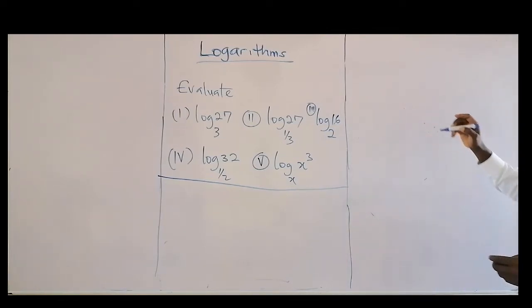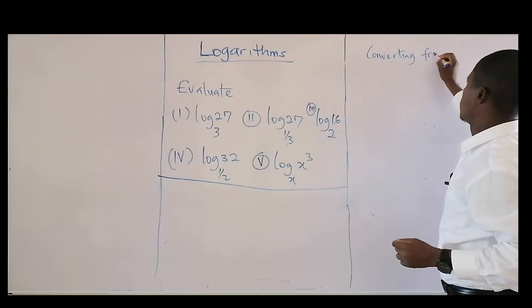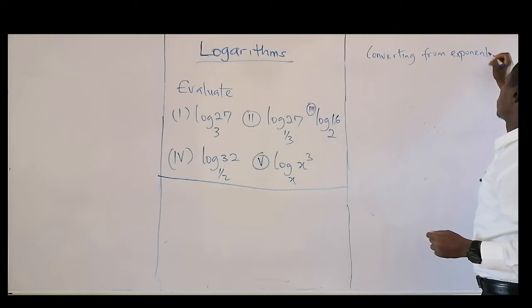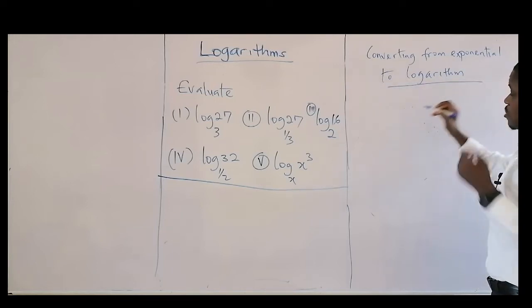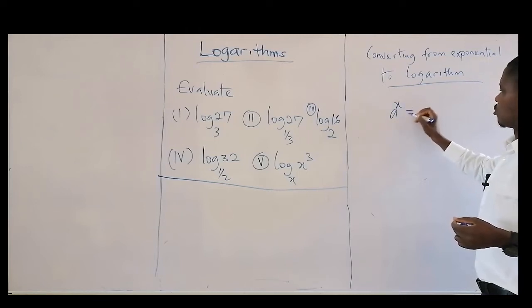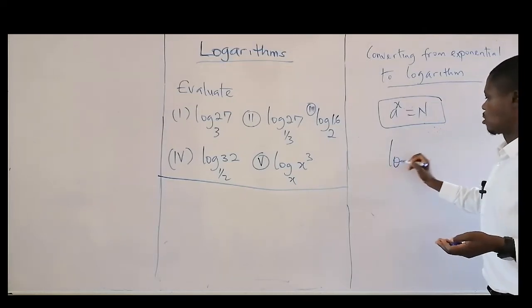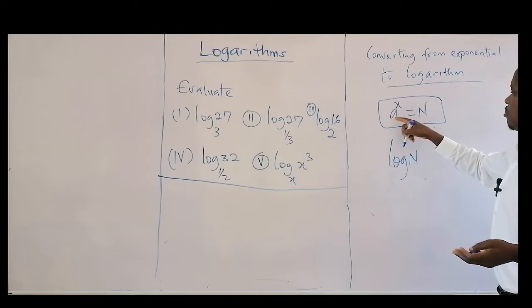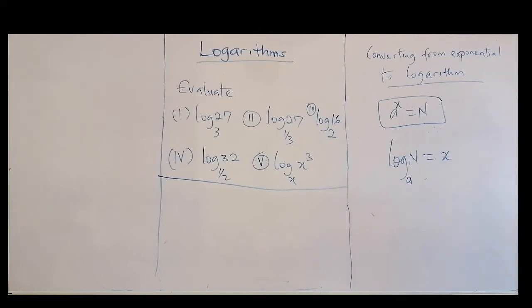But before we look at that, I want to quickly explain converting from exponential function to logarithm. Let's say you have a to power x equal to n. This is an exponential form. You can take it to logarithm, and when you take the logarithm, it's very simple. It will just be equal to log of the n. The base of this power will be the base of the log, and that's equal to x. So we have converted from exponential to logarithm form.